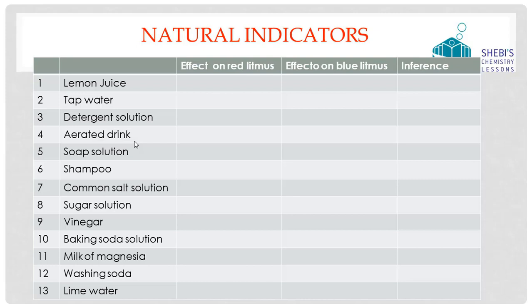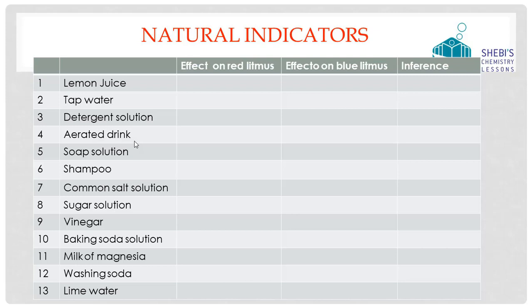Then soap solution, shampoo we already discussed. Common salt solution and sugar solution. Common salt and sugar are neutral in nature. They will not show any color change. Common salt and sugar are neutral substances. Vinegar. Vinegar is acetic acid. So it is an acid, right? Baking soda is a mild base. Okay, milk of magnesia. What is milk of magnesia?